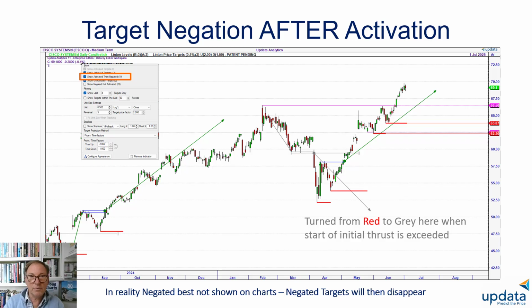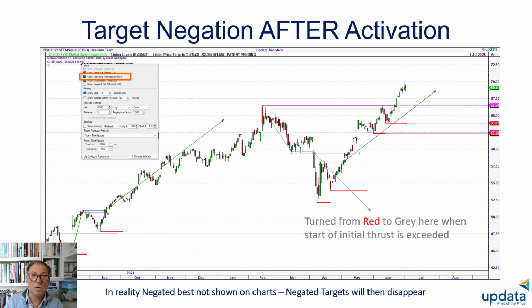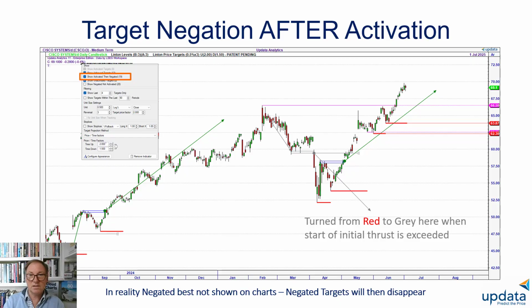So the key thing to remember is that you can get targets that are negated before they're activated. Those ones really should be ignored. And you can get targets that are negated after activation. And in back tests, we do look at those because you will have had the target at the time and you may well have entered the trade. So that's day 3. And so the key thing is just understanding all the notation of the targets and understanding where you are on the trajectory of the targets.